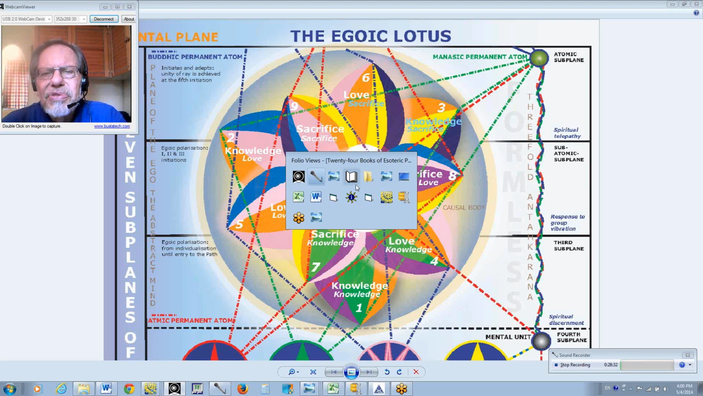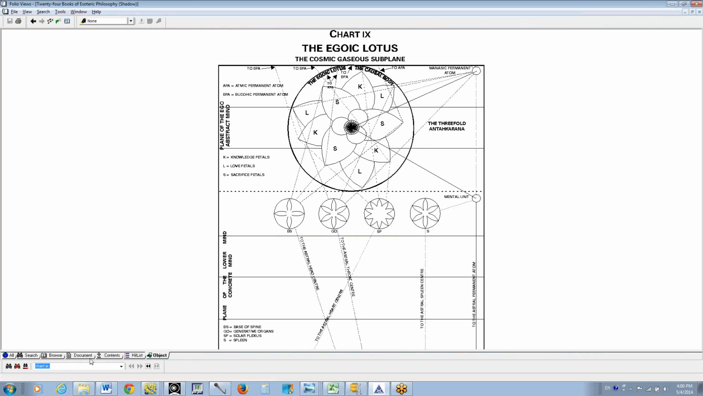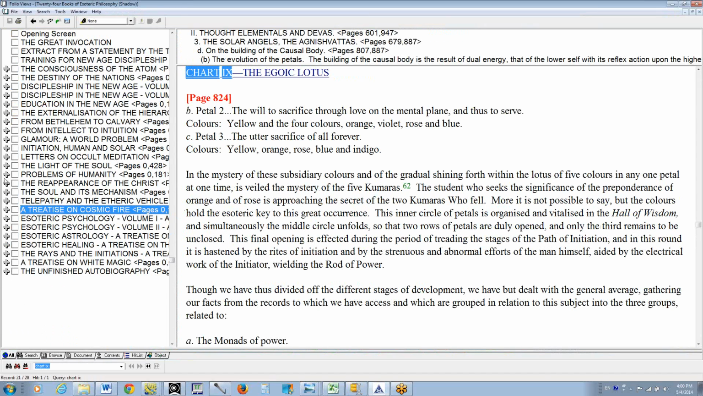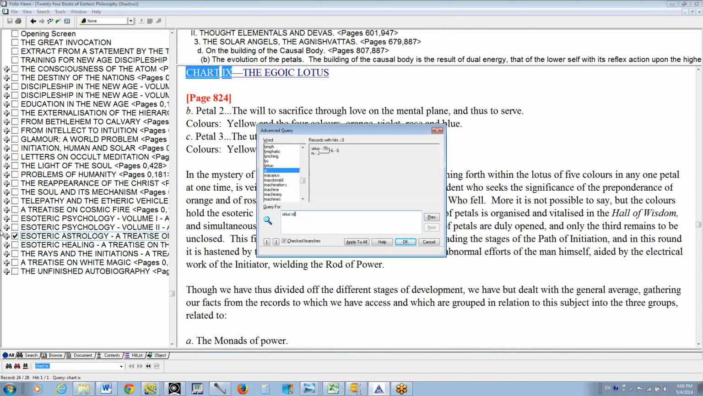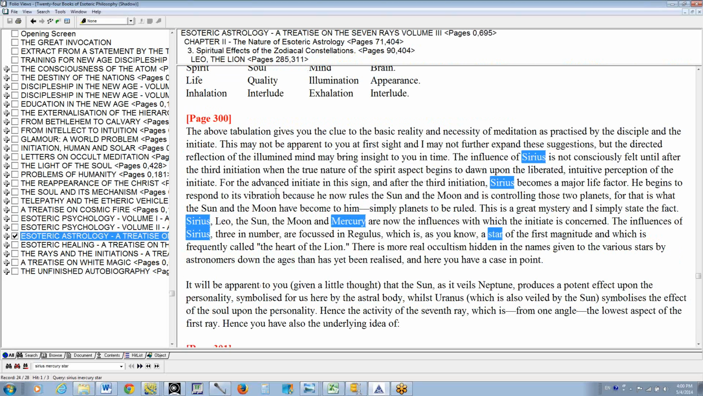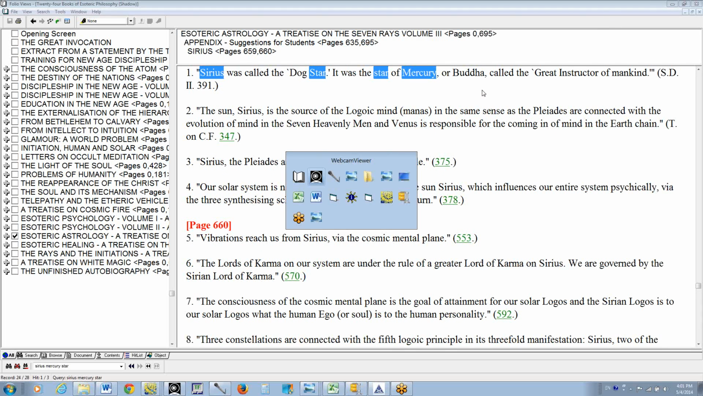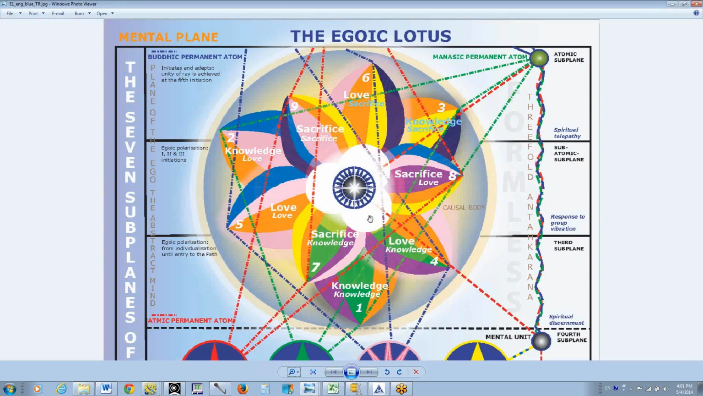Let me just check out that reference for sure, because I want to give it to you correctly. I know the two are together, and it's in Esoteric Astrology, volume 3, Sirius, Mercury, star. All right, we'll see how this works. And it's going to come right in here. Sirius we call the dog star. It was the star of Mercury, or Buddha, called the great instructor of mankind. So there is somehow at the very heart of this lotus, this representation of Sirius.